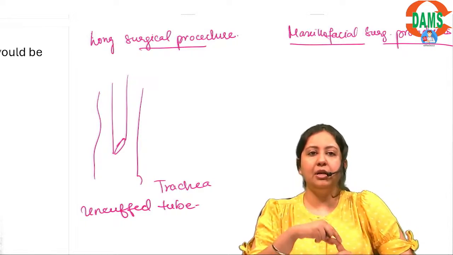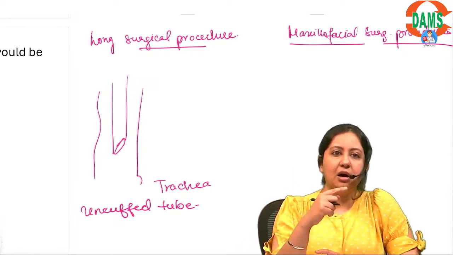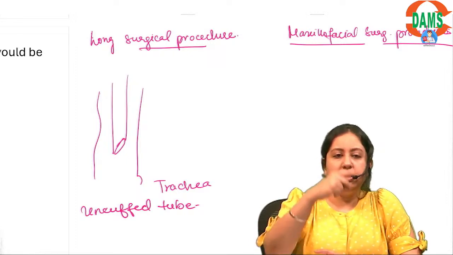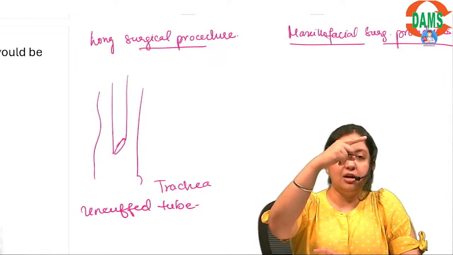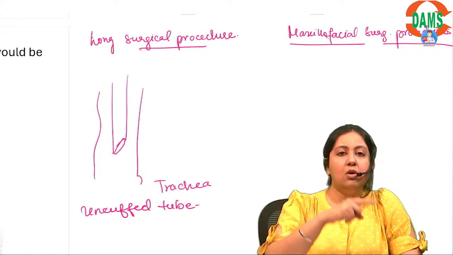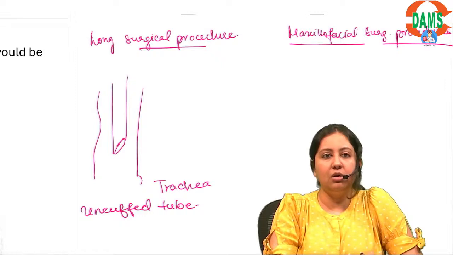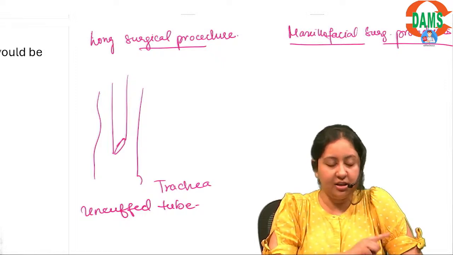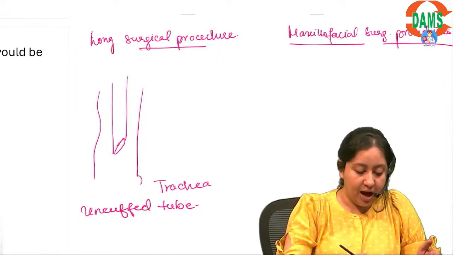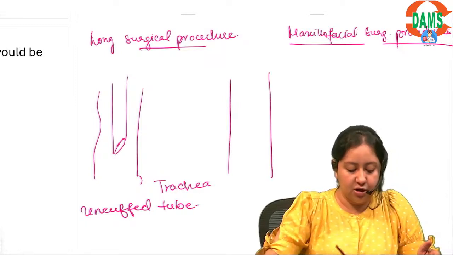Now what can happen in a long surgical procedure? If it's an uncuffed tube, the tube can displace in the trachea. Either it can come out or go further inside. In that scenario, the ventilation gets compromised. Now let's see what happens in a cuffed tube.